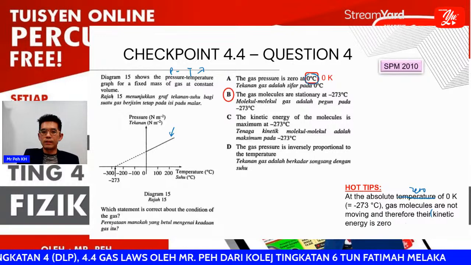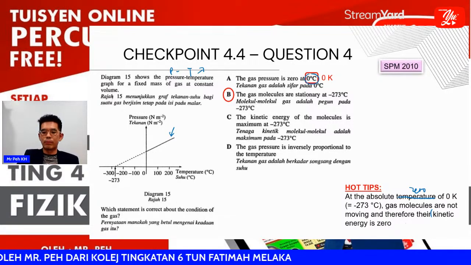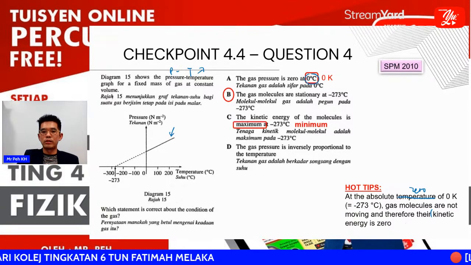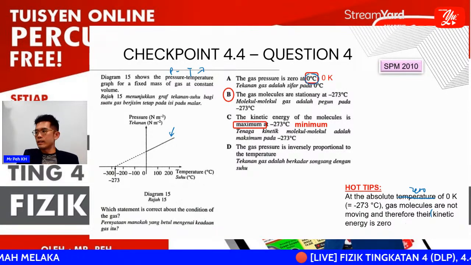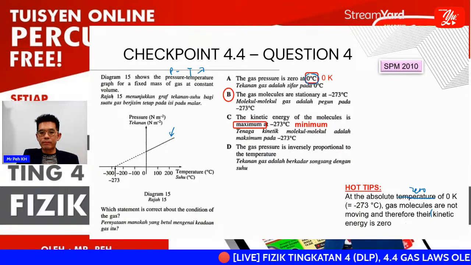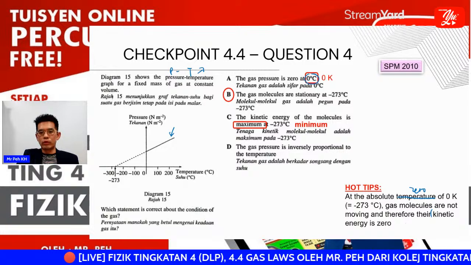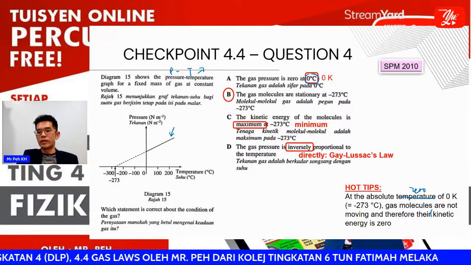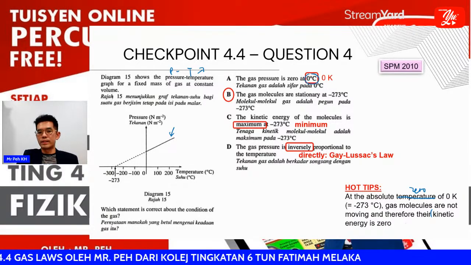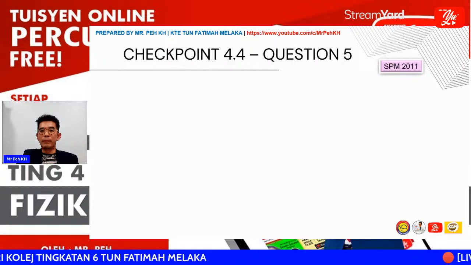Okay, so C, the kinetic energy of molecule is maximum. Wrong. It's supposed to be minimum, as per the explanation of the definition just now at the previous slide. And then D here will be the gas pressure is inversely proportional to temperature. Wrong. This is supposed to be directly proportional, according to Gay-Lussac's law. So the answer is B. Next will be a paper 1 question.